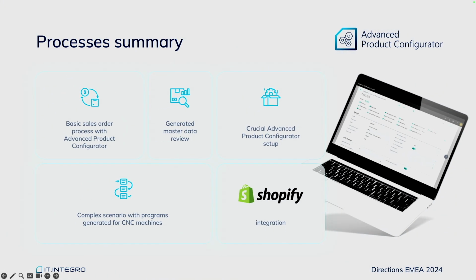So just to summarize what we saw, we started with the basic sales process with Advanced Product Configurator. Then we looked into the master data that was generated in that process. Afterwards, we reviewed the setup that is behind all that. And at the end, we saw a case study and a more complex scenario where we generated a configuration for the bookshelf and we generated programs for CNC machines. Finally, we saw what we're working on right now, so the integration with Shopify.